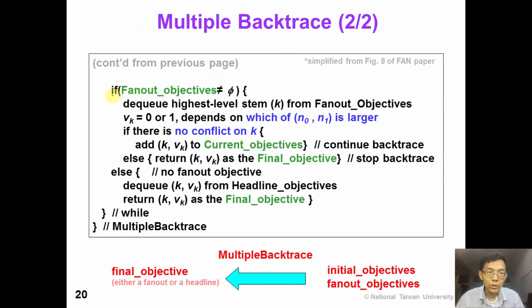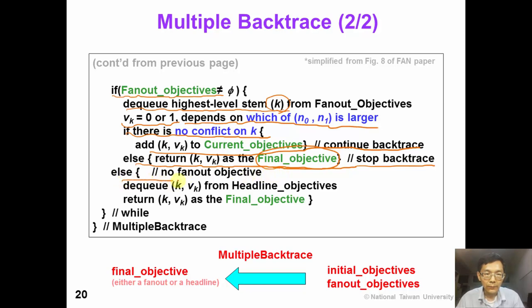Continue from the previous page. If we still have fan-out objectives, then we would dequeue the highest level fan-out stem K from the fan-out objectives, and we would assign it to be 0 or 1 depending on which value is larger. If there is no conflict on the fan-out stem, then we would continue the backtrace without any problem. However, if there is a conflict, we would stop the backtrace and put this into the final objective.